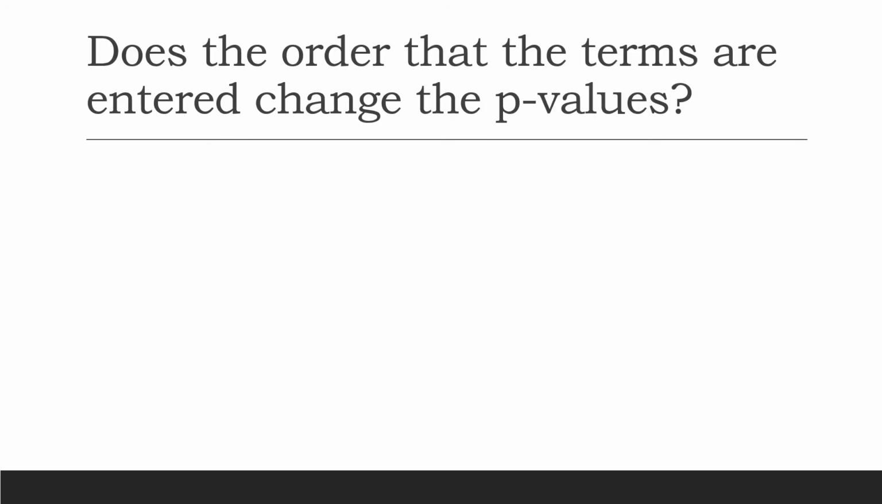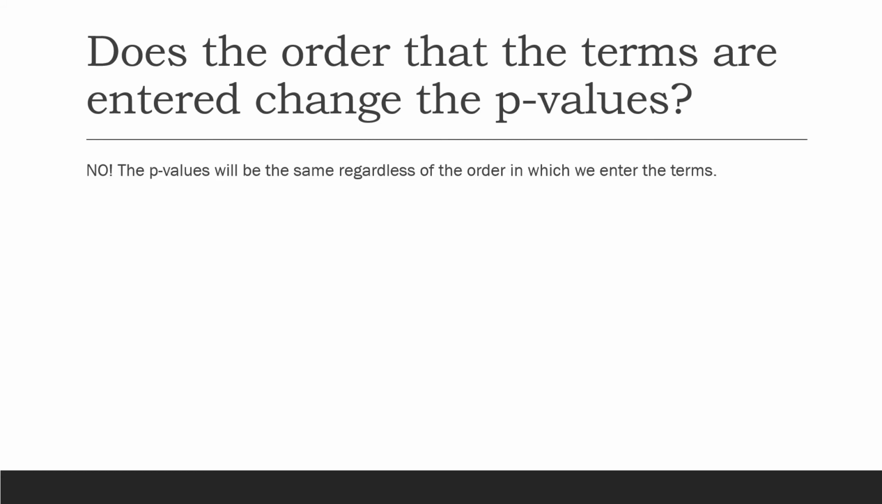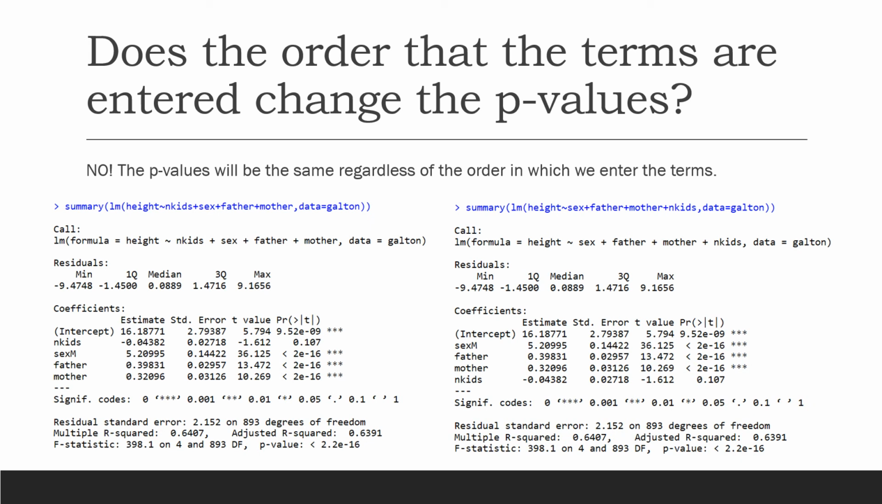So we saw that with the F-test from that term-by-term ANOVA table, the p-values depended on the order in which we put the terms into the model. You might be wondering if that is true in this situation also, and the answer is no. The p-values will be exactly the same for these coefficient t-tests, no matter what order we enter the terms in our model. And we can see that here.